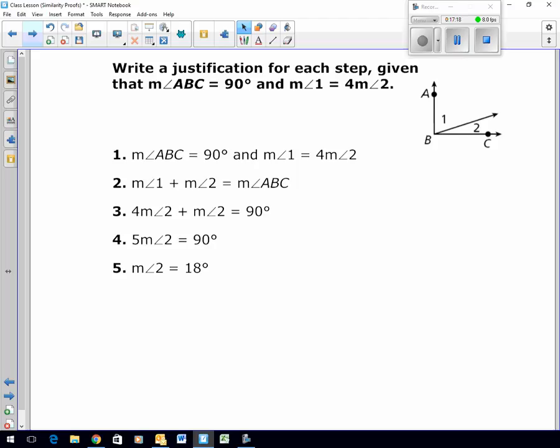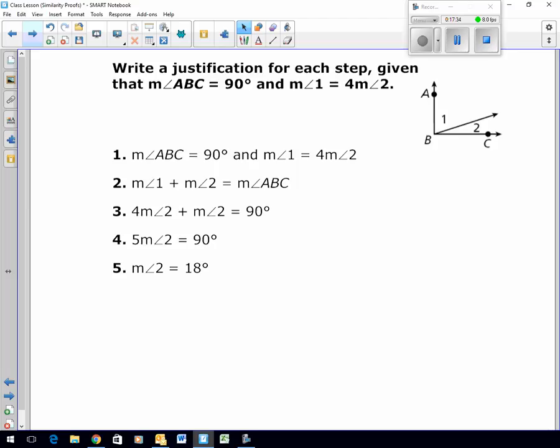Actually, we're not even going to do this one. Write a justification for each step. Given that the measure of angle ABC is 90, the measure of angle 1 is 4 times the measure of angle 2. That doesn't really help me out. But you wanted numbers, so that'll help out.